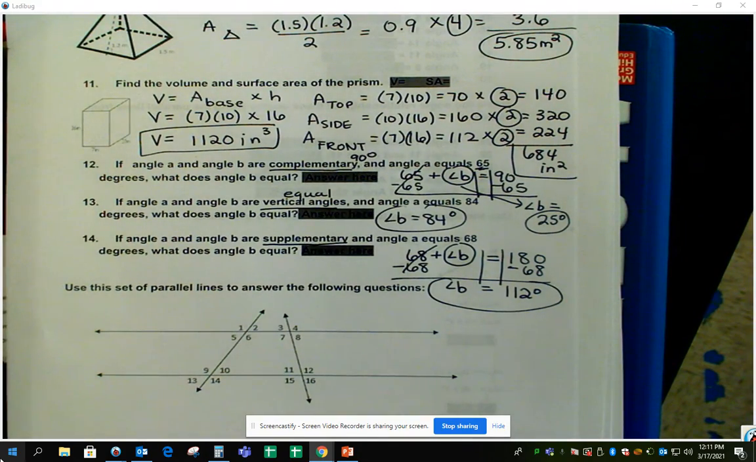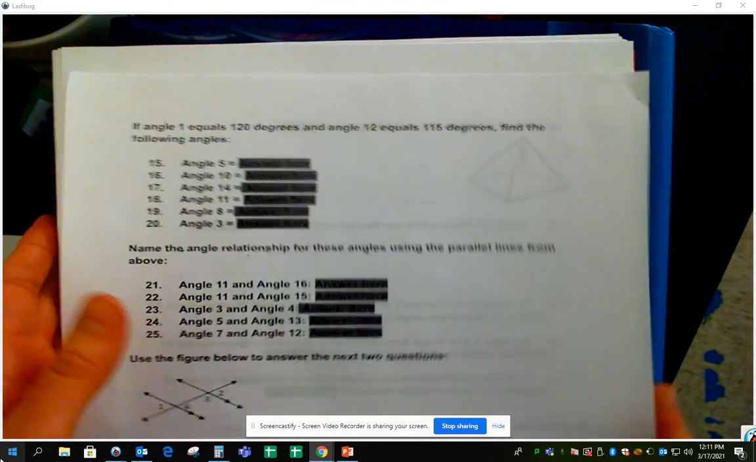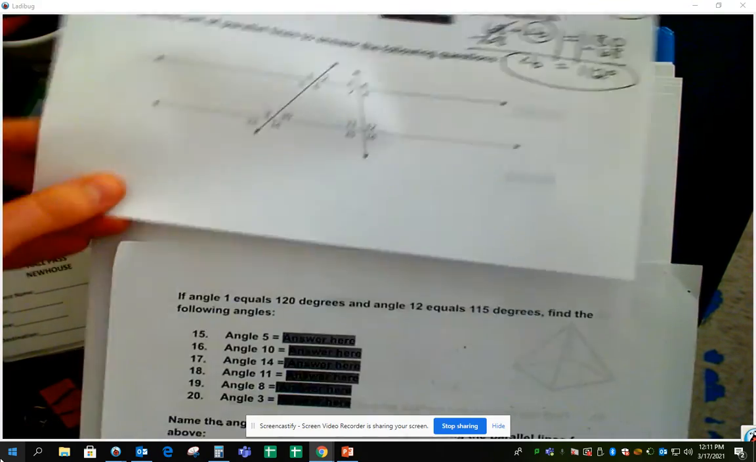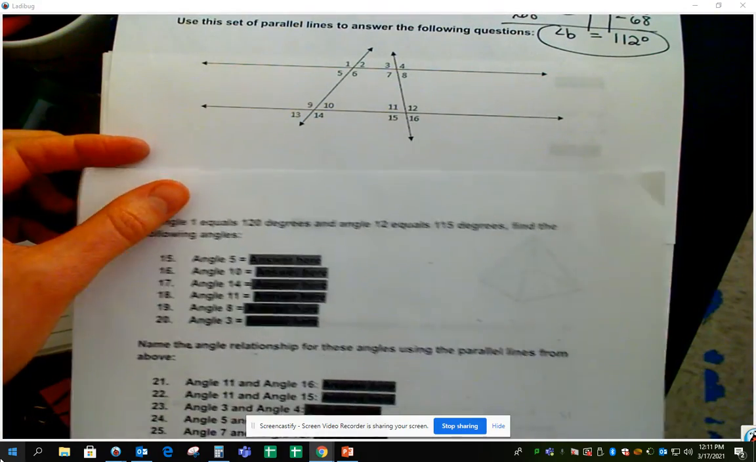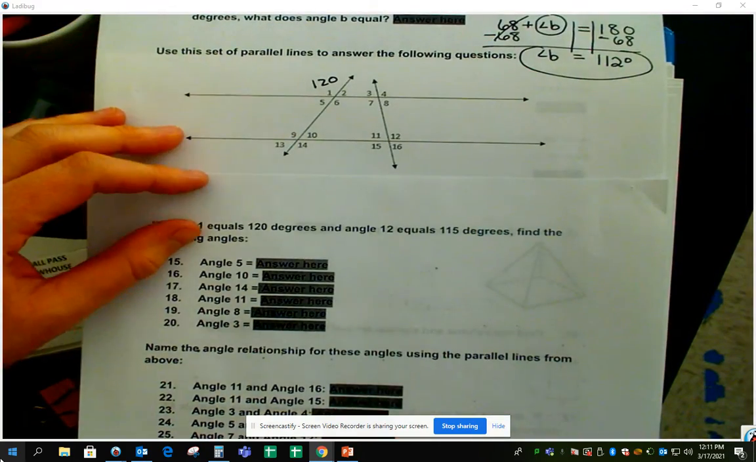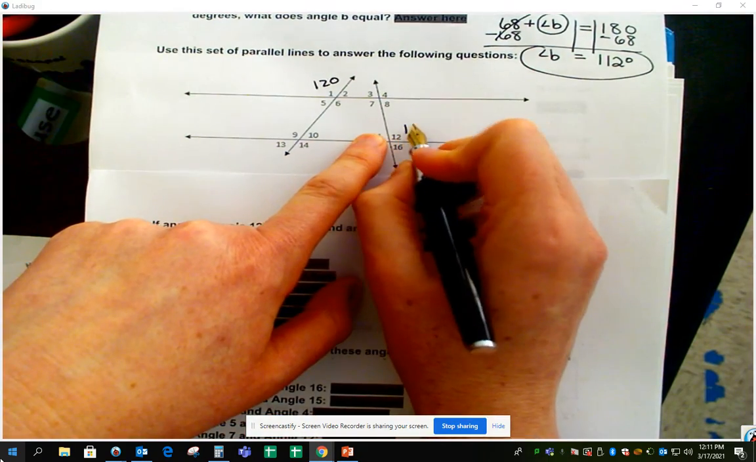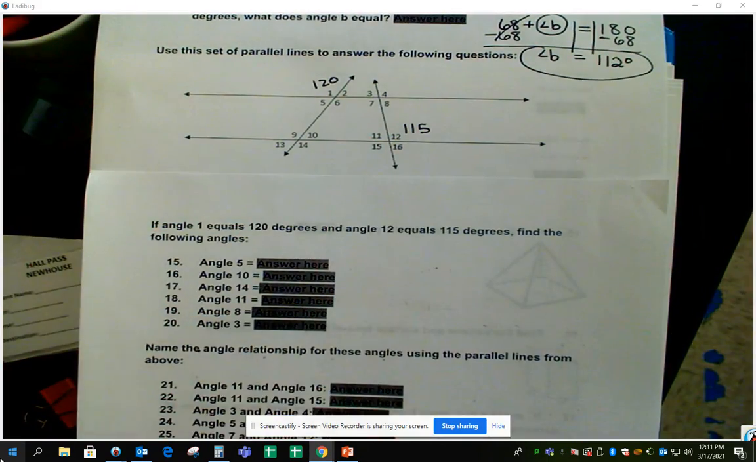All right, we are going to use this set of parallel lines to do our last question. All right, so it says if angle 1, let me keep this up here so we can refer to it. Angle 1 equals 120 degrees. So this guy right here is 120. And angle 12 equals 115. So this guy right here is 115. Then find the other angles.